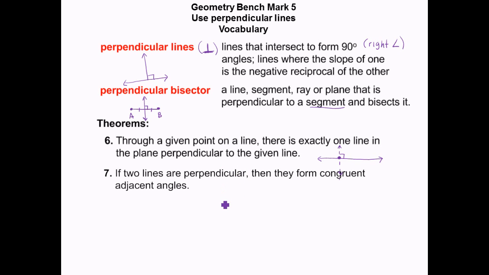Our other one is that if two lines are perpendicular, then they form congruent adjacent angles. Remember, adjacent angles are touching each other, sharing a wall? Well, if I have perpendicular lines, and they're adjacent angles, but this is a line, so it adds up to 180. Well, if this is 90, then that means the other one is also 90. So they're congruent. So if this is angle 1 and this is angle 2, they're both going to be 90.